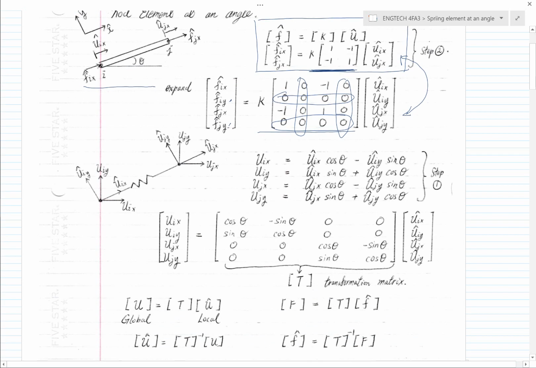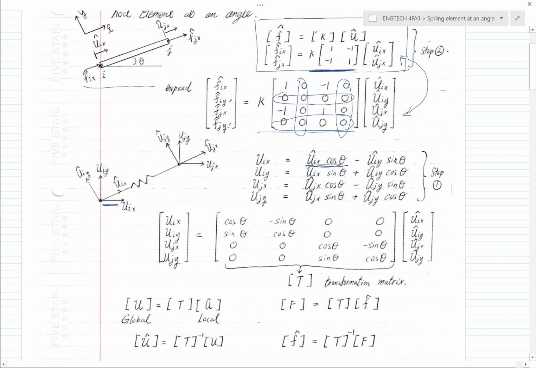Now we want to know how all the movement along the hat reference frame affects what we see in the regular reference frame. Let's take a look at the first term here. Uix without a hat is equal to Uix hat cos theta, which is right here.